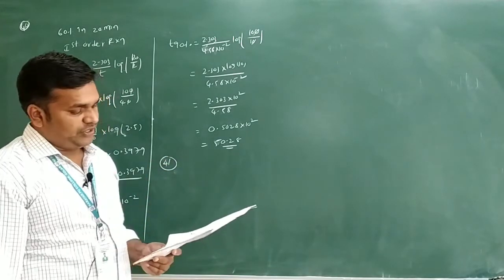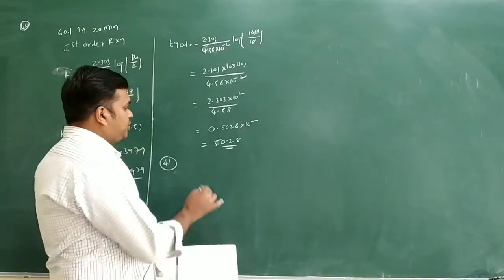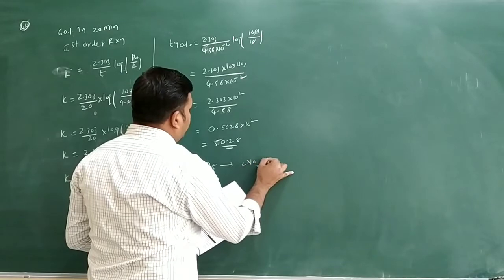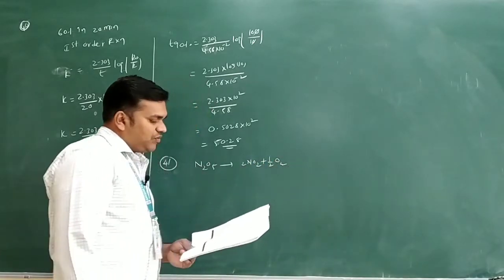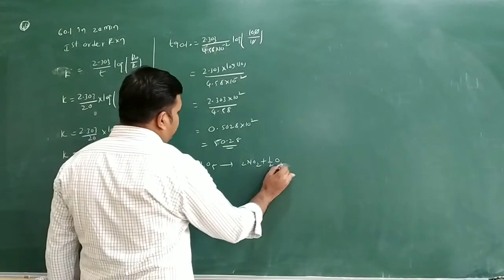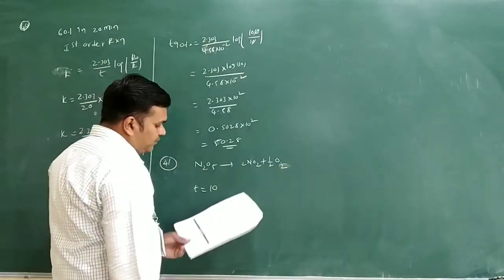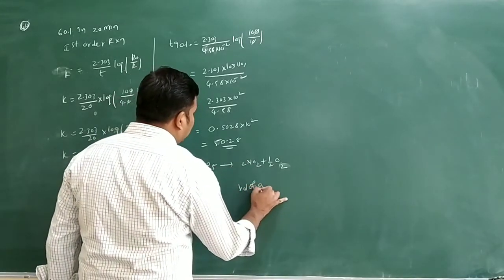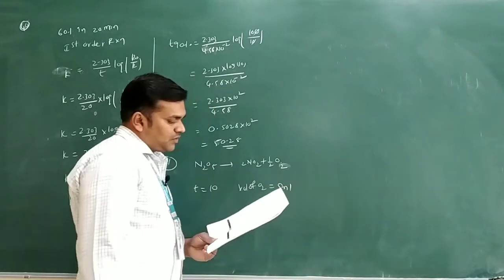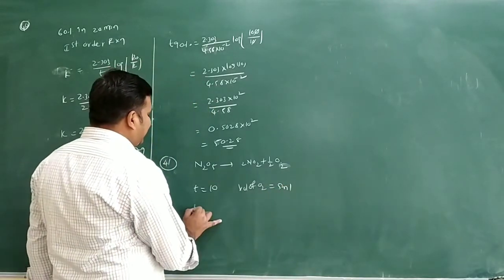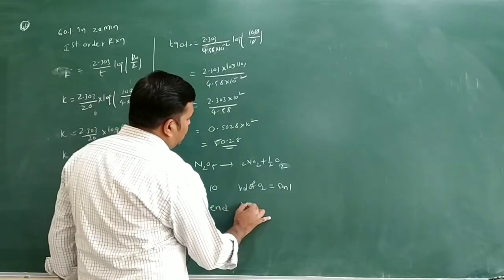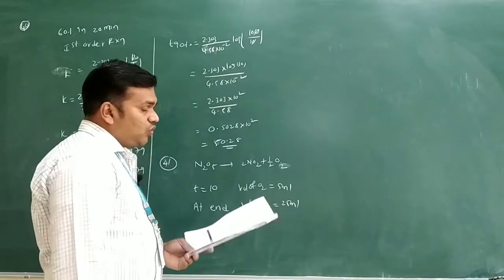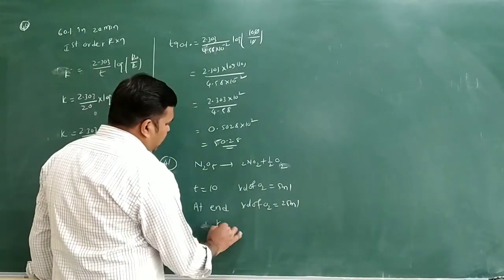Next you can see question number 41. In the following equation, N2O5 dissociates to give 2NO2 plus half O2. After 10 minutes, the volume obtained of O2 is given as 5 ml. And at the end of the reaction, the volume of O2 given is 25 ml. Then find out the value of the rate constant. They are asking the value of the rate constant.